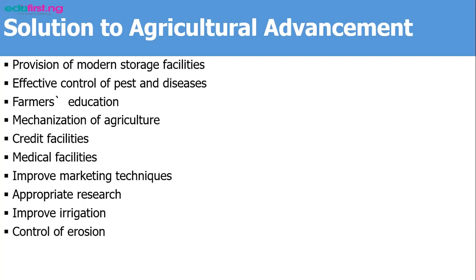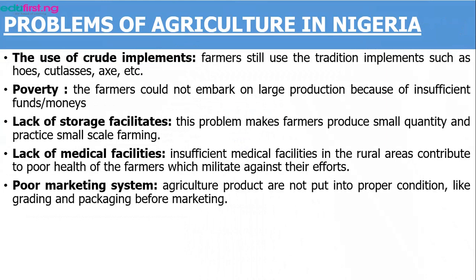So now, what are the problems that we are facing with agriculture in Nigeria? The use of crude implements, that is, farmers still use traditional implements such as hoes, cutlasses, axes, etc. And poverty. Farmers cannot embark on large production because of insufficient funds. The lack of storage facilities. This problem makes farmers produce in small quantity and practice small-scale farming. It does not allow them to export.